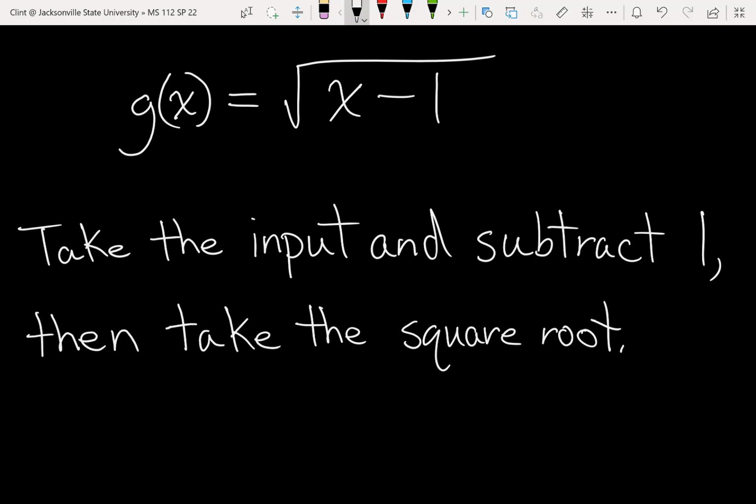Okay. I'm just writing down what we're doing. You do have to be a little careful thinking about it. You want to make sure you're going in the proper order. We have an order of operations that we typically stick to. So there we would subtract the 1 first, and then after that we would take the square root.